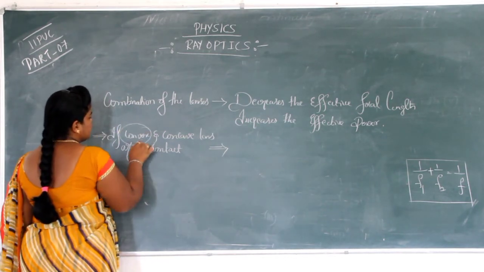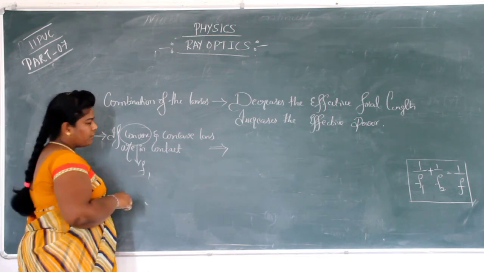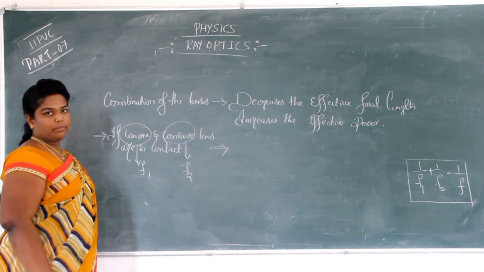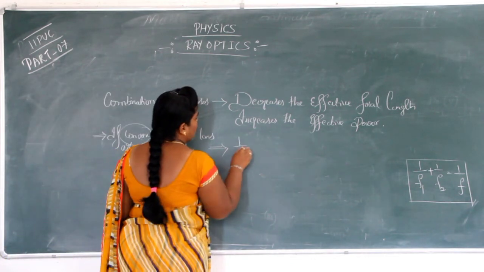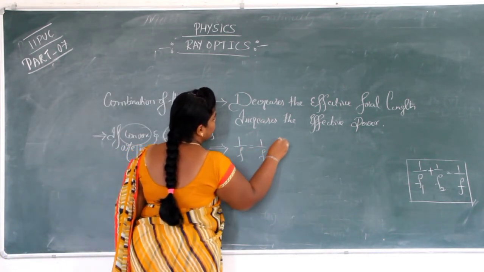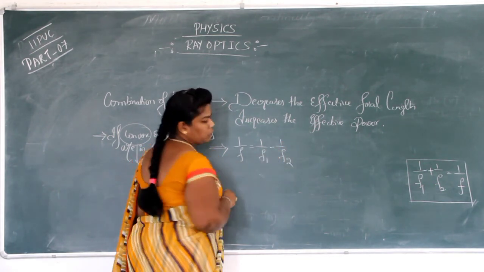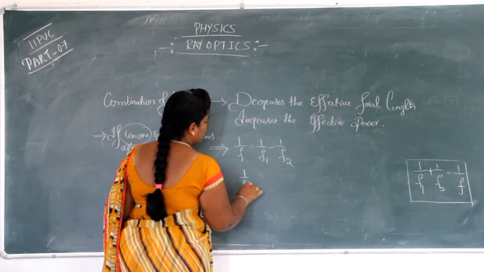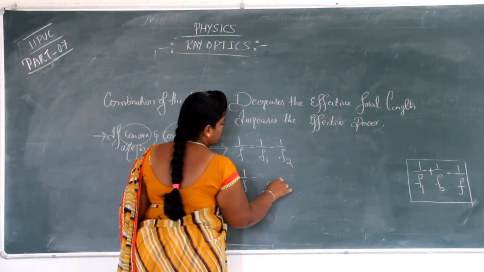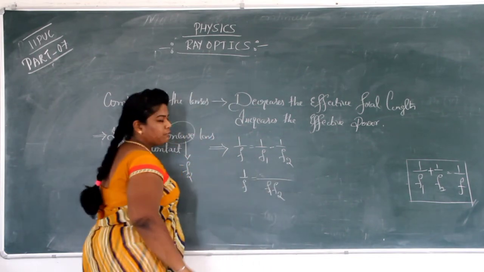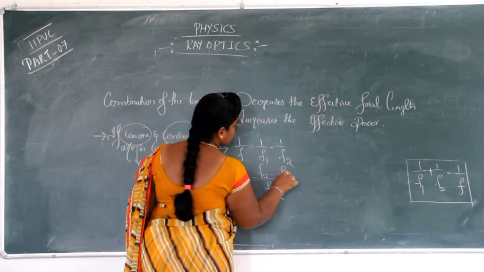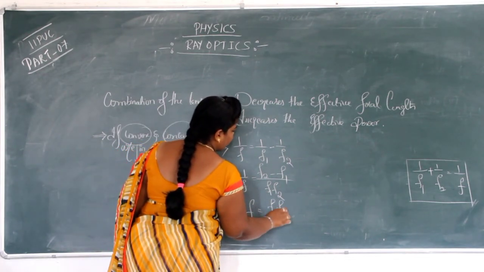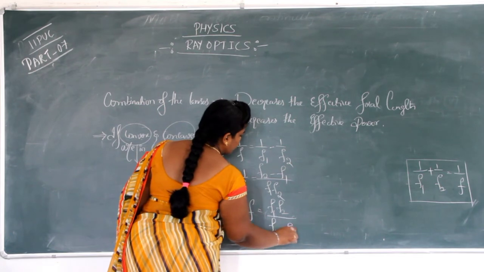The convex lens has focal length plus f1 and the concave lens has focal length minus f2. If both are in combination, 1 by f can be written as 1 by f1 minus 1 by f2. Taking the reciprocal, the LCM is f1 f2, and you get f2 minus f1. So f is equal to f1 f2 divided by f2 minus f1.